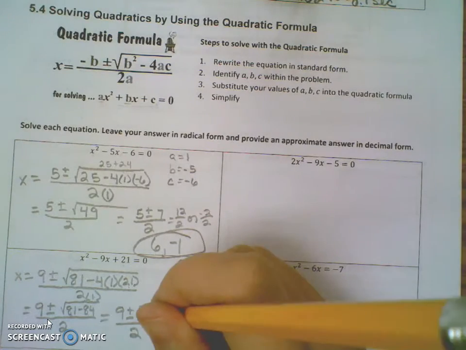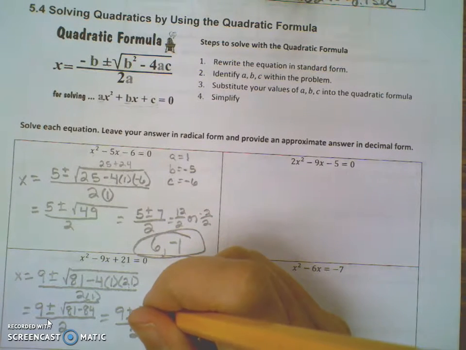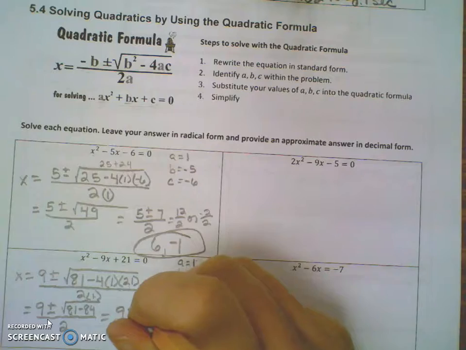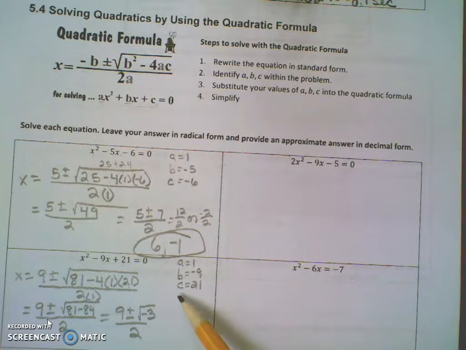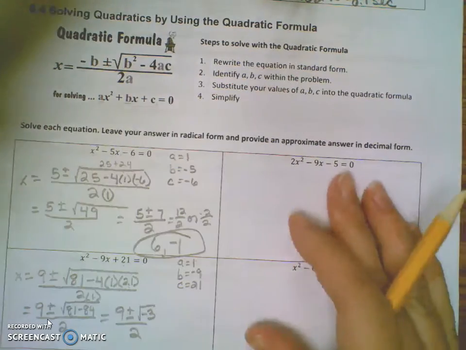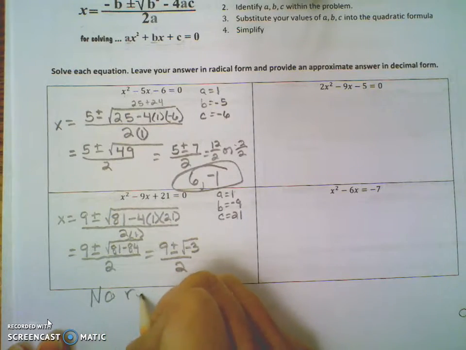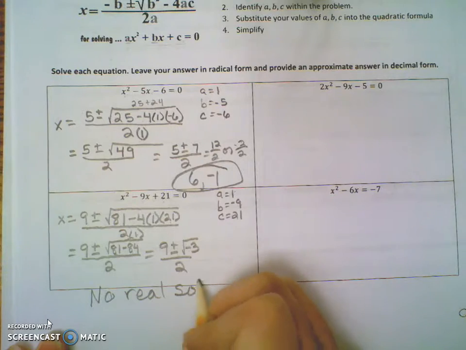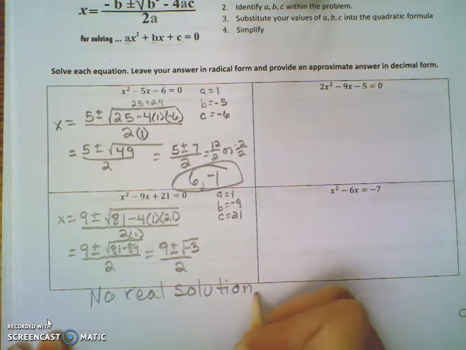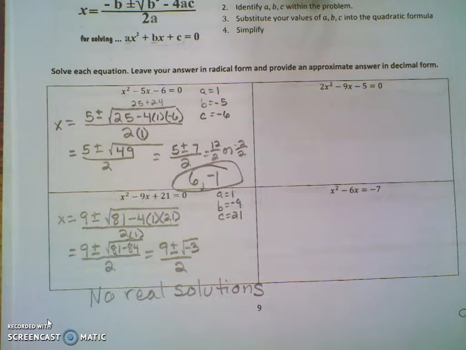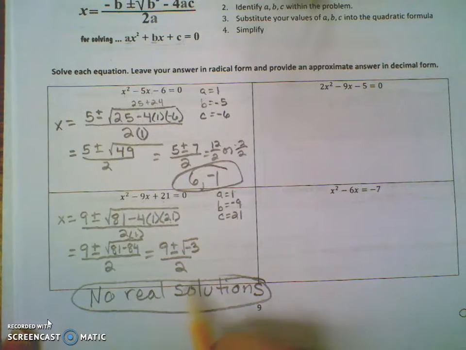Okay, now here we have a square root with a negative inside. There's nothing that multiplied by itself will give you a negative number. So this one is a special case where we have no real solutions. And the nice thing about that is we can stop right there. We don't have to go any further on this one.